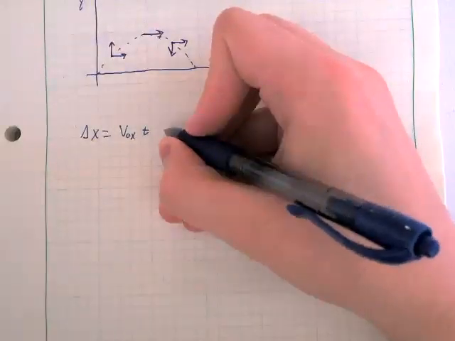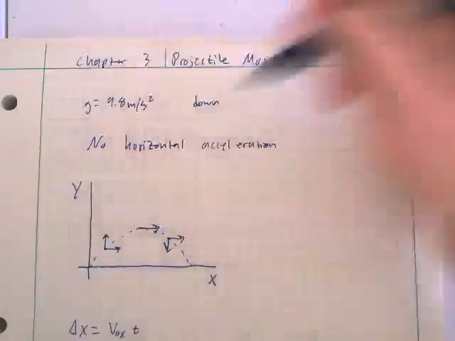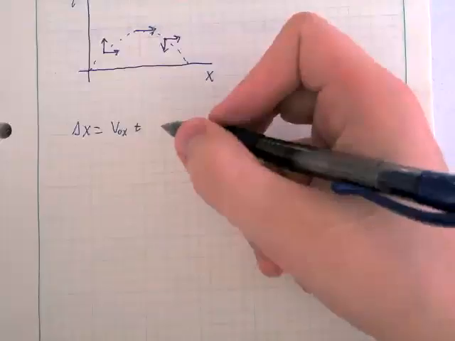But what is my acceleration in the x direction? My acceleration in the x direction is 0. Again, it's just gravity. There is no horizontal acceleration. Our acceleration is all in the y direction. So you have something that looks like this. This is what I have for the x direction.